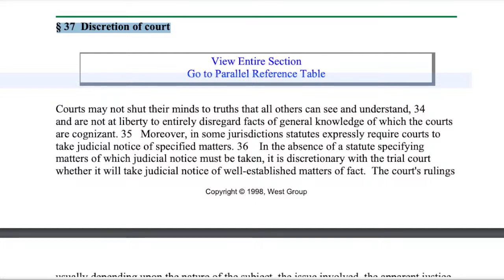Discretion of court. Courts may not shut their minds to truths that all others can see and understand, and are not at liberty to entirely disregard facts of general knowledge of which the courts are cognizant. Moreover, in some jurisdictions, statutes expressly require courts to take judicial notice of specified matters. In the absence of a statute specifying matters of which judicial notice must be taken, it is discretionary with the trial court whether it will take judicial notice of well-established matters of fact.